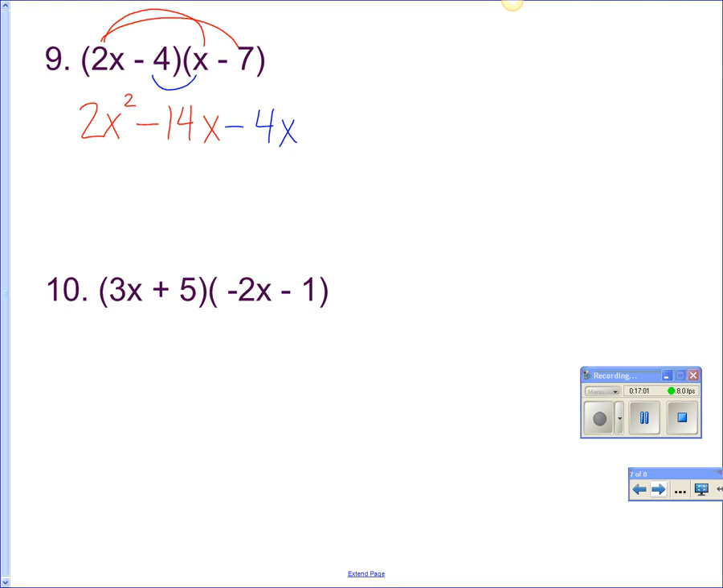Okay. And Ethan H, what do I do next? Positive or negative? Good. Okay. All right, and Jesse, what would my final answer be? Good job, Jesse. Once again, you can do your chart to put those together to help you. All right, and the last one, number 10, 3x plus 5, negative 2x minus 1.